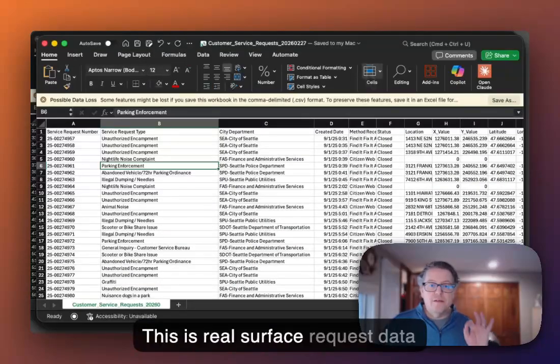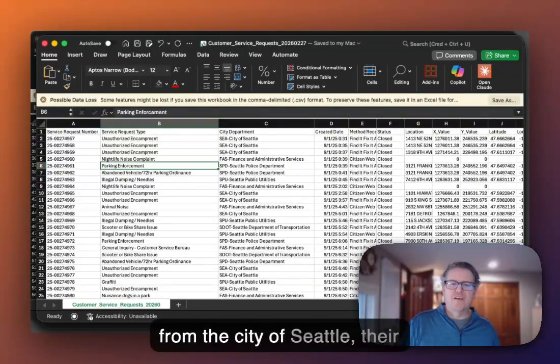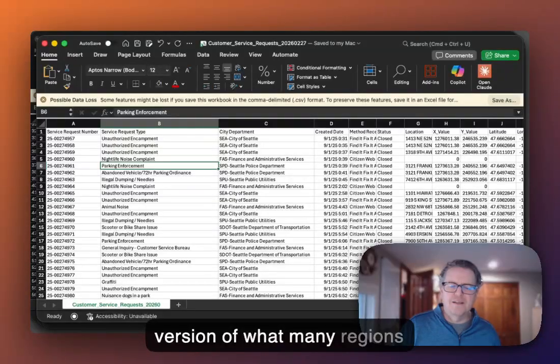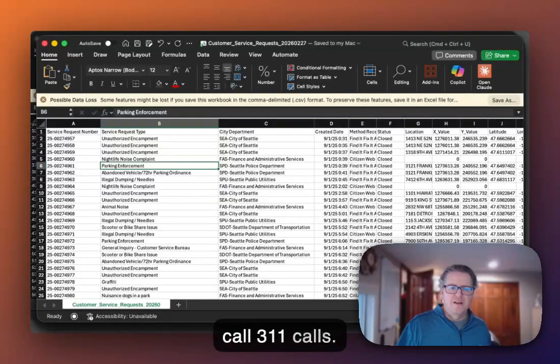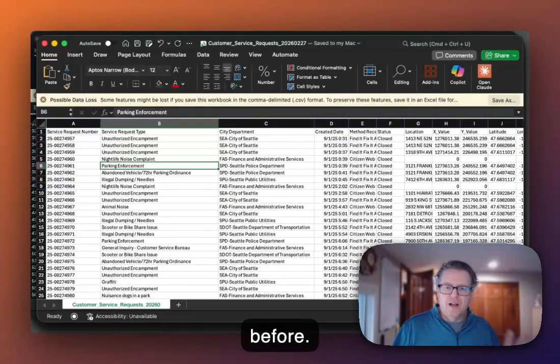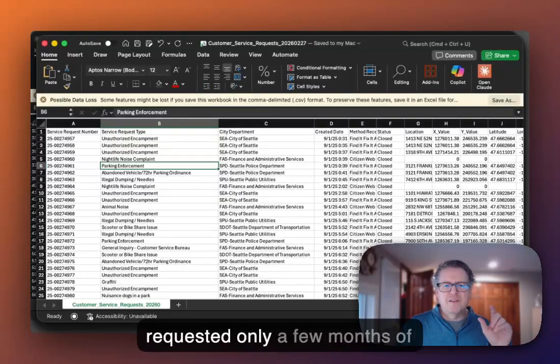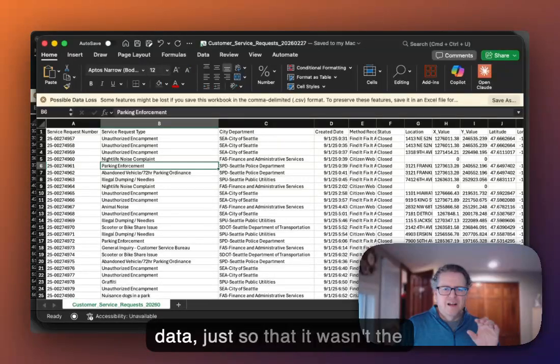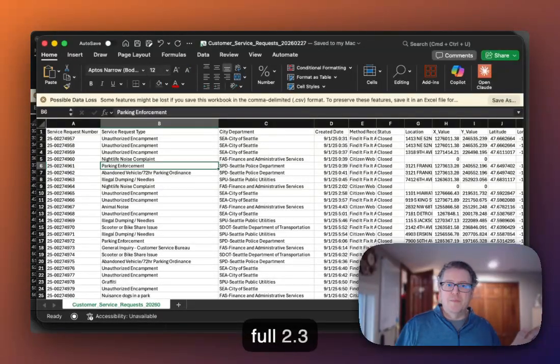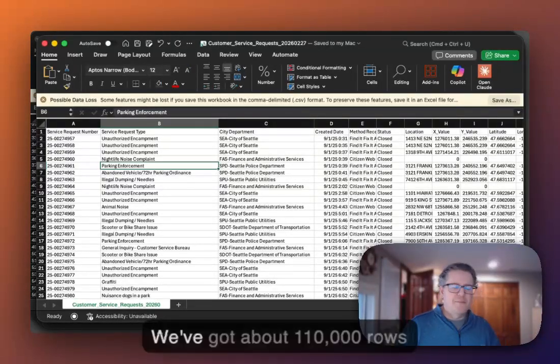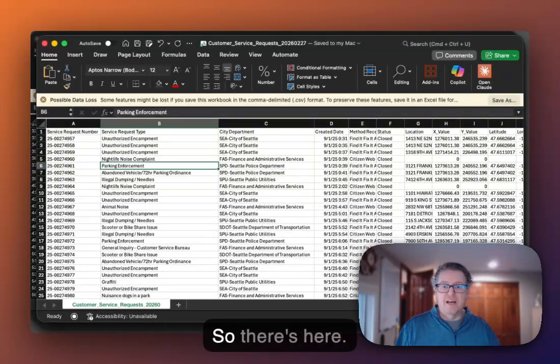This is real service request data from the city of Seattle, their version of what many regions call 311 calls. I've never analyzed this data set before. I genuinely don't know what's in it. The only thing I did is I requested only a few months of data, just so that it wasn't the full 2.3 million rows in the data set. We've got about 110,000 rows in this data set already. So there's a lot in here.